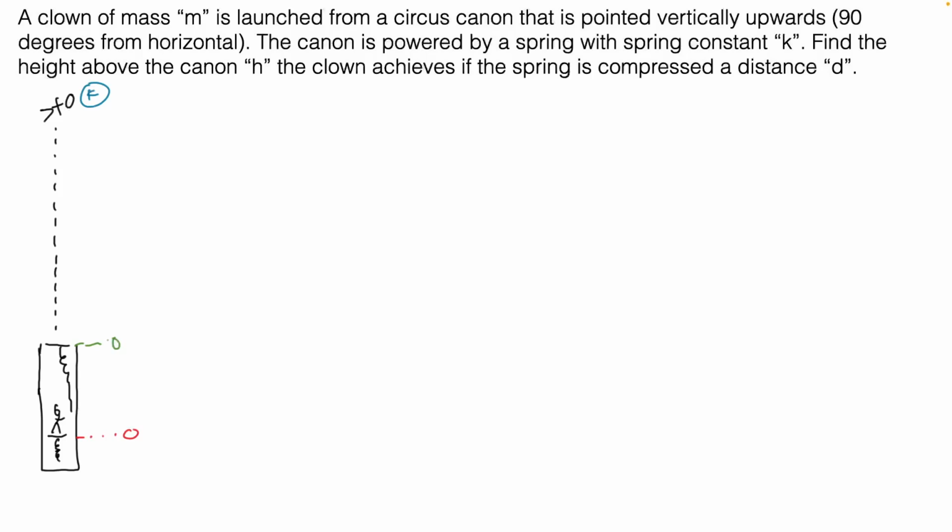Okay. We also want to find the height above the exit of the cannon, and that point is the point where we could measure a distance from. So again, just to be clear, our height is measured from here to here. Our D, the compression of the spring, is measured between those 2 points. So it can be helpful to put those on the diagram.